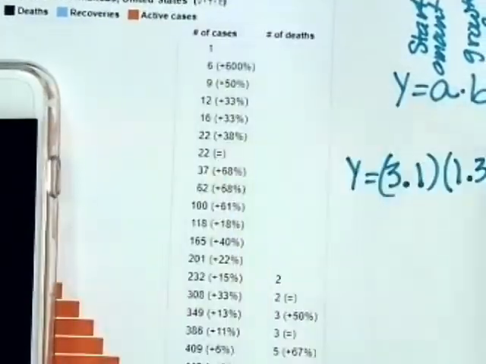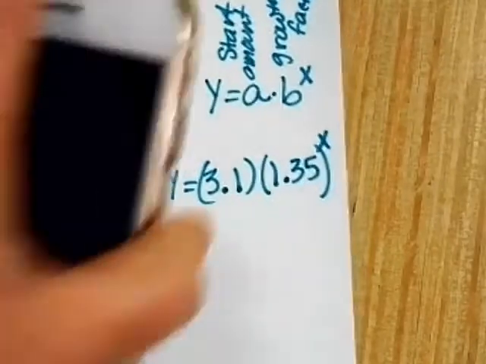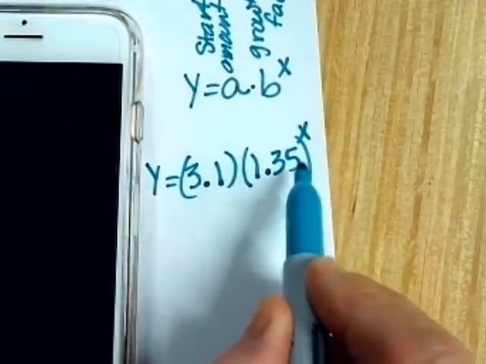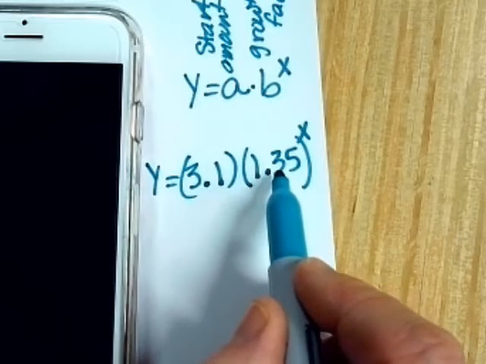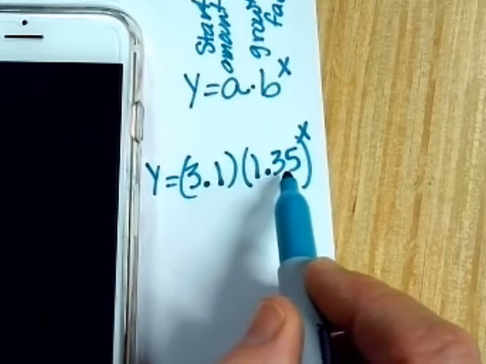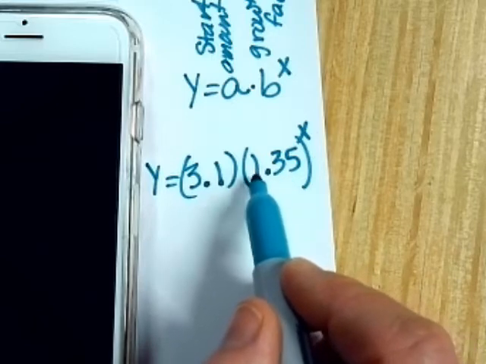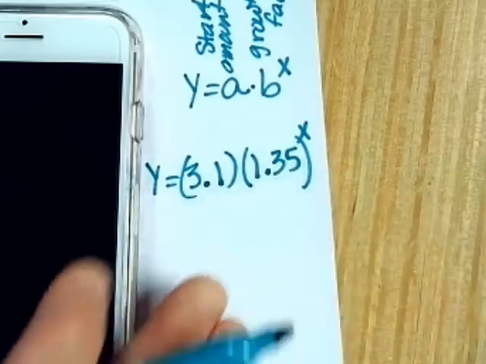So guys, it's not doubling each day. If it were doubling, then it would be a 2 in here. If it were tripling, it would be a 3. If it were staying the same, it'd be a 1. But it's a little bigger than 1. So it's growing at a growth factor rate of about 1.35.